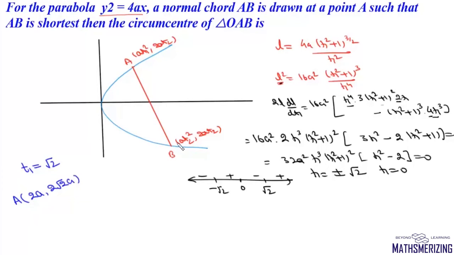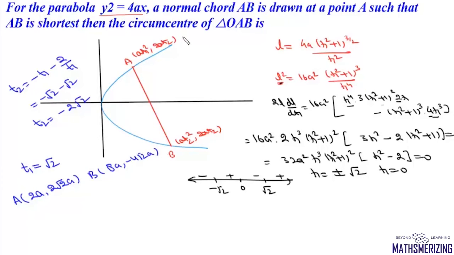Now we'll write this point B. We know that the relationship between t1 and t2 is t2 = −t1 − 2/t1. So we'll put t1 as root 2. We'll write minus root 2 and then minus root 2. So actually the value of t2 is minus 2 root 2. So now we can write B also. The coordinate of this point B will be (at2², 2at2), so it will simply be (8a, −4√2a).